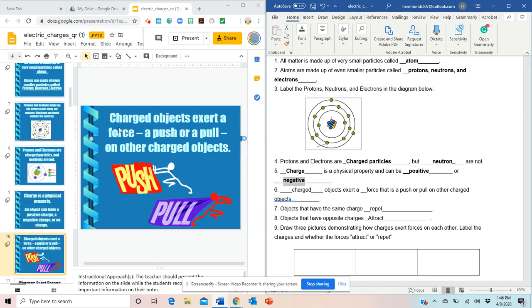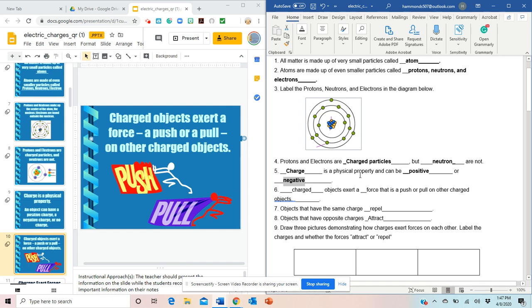Charged objects can exert a force that is a push or a pull on other charged objects. So if you've ever heard the term opposites attract, this is where that scenario would apply. Here where we have the little man pushing away, typically if they're repelling each other or pushing each other away, they have the same charge. But if they're being pulled closer together, then that's an attractive charge, and that typically occurs between objects that have opposite charges.